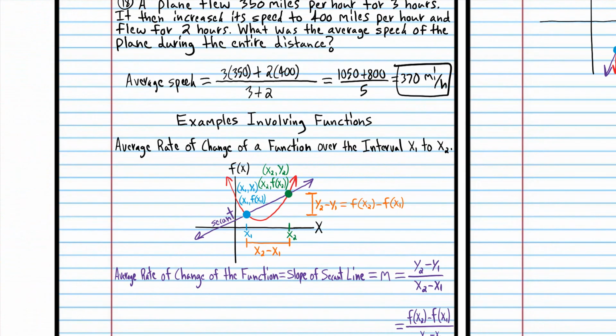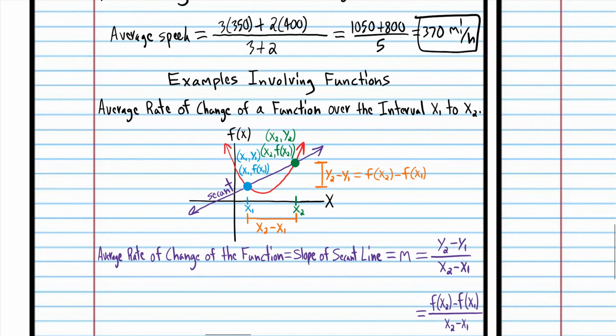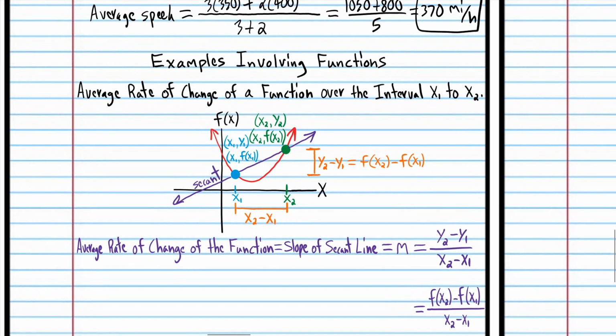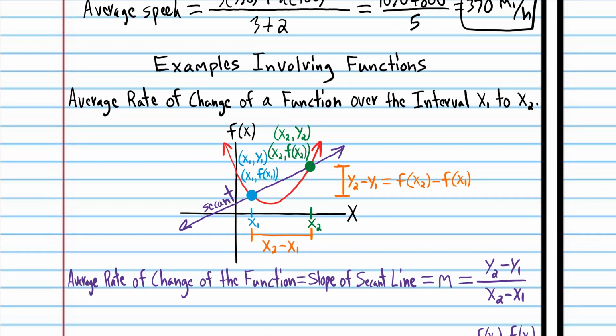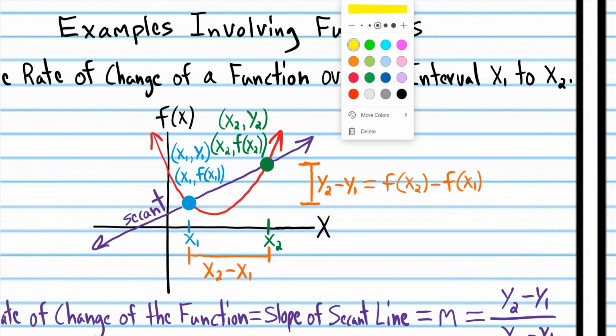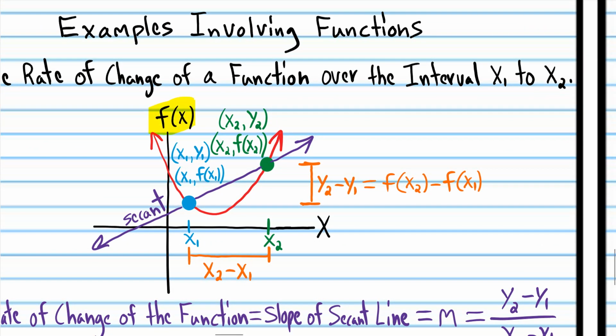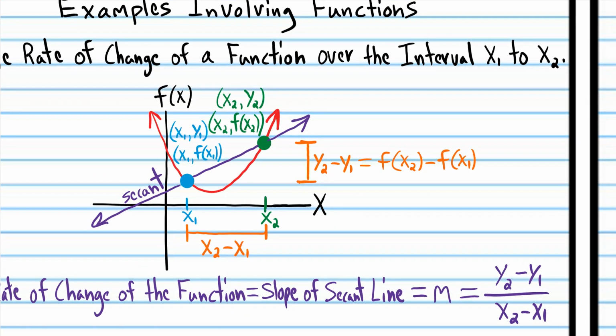So now we're going to get into examples involving function notation. So in calculus, we define something called the average rate of change of a function. And let's say that we have some function f of x, which we've graphed. The red part is the graph of the function. And we want to find the average rate of change in a particular interval. The interval is usually described with the x value. So the interval is x1 to x2.